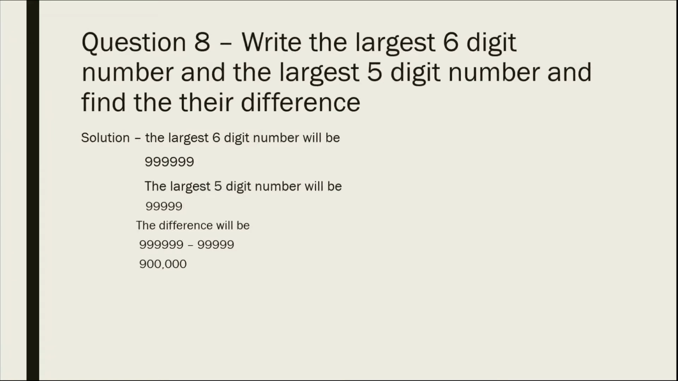Question number 8. Write the largest 6-digit number and the largest 5-digit number and find the difference. Solution. The largest 6-digit number will be 9,99,999. The largest 5-digit number will be 99,999. Now if you find the difference, the required answer will be 1 lakh.